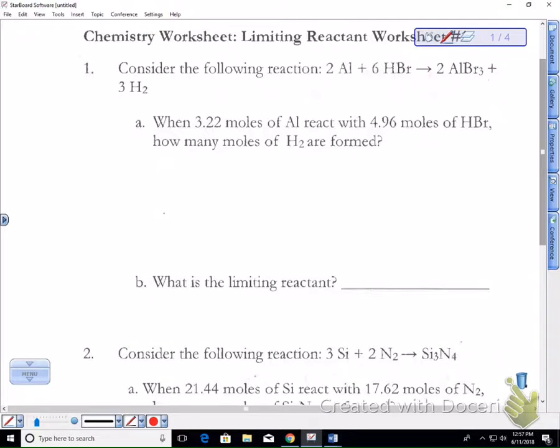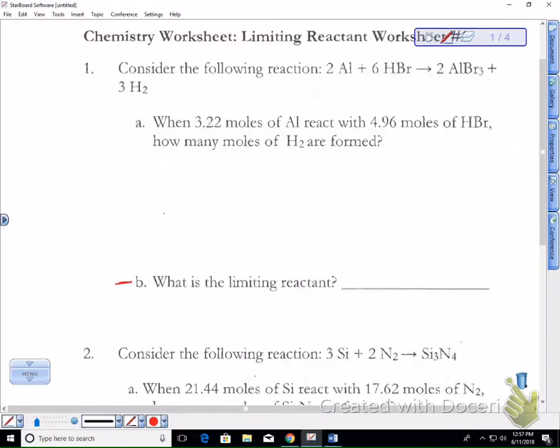I have a reaction here. You can see it's aluminum plus hydrobromic acid. We'll assume that's acid for now. And then part A says, when 3.22 moles of aluminum react with 4.96 moles of HBr, how many moles of H2 are formed? Well, let's back up a half a step here. Before I can answer part A, I actually have to figure out part B first, and we're going to do that.